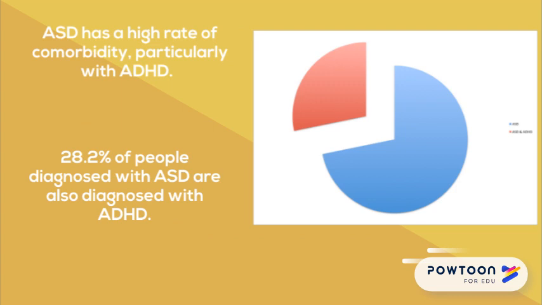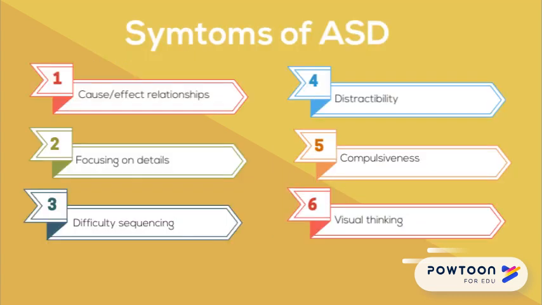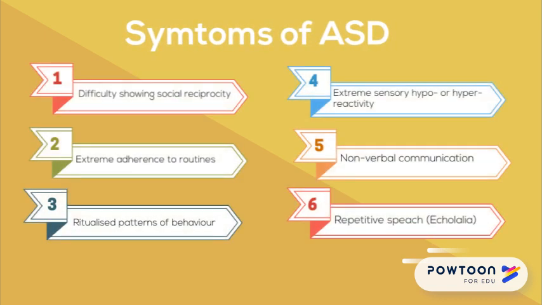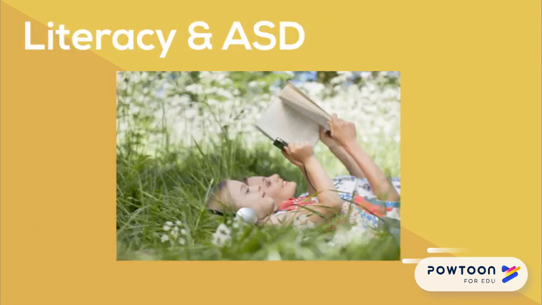ASD has a high rate of comorbidity with ADHD. 28.2% of people diagnosed with ASD have ADHD as well. Symptoms of ASD include difficulty seeing cause and effect relationships, focusing on details, difficulty sequencing, distractibility, compulsiveness, visual thinking, difficulty showing social reciprocity, extreme adherence to routines, ritualised patterns of behaviour, extreme sensory hypo or hyperreactivity, non-verbal communication, and repetitive speech. Literacy and autism spectrum disorder.